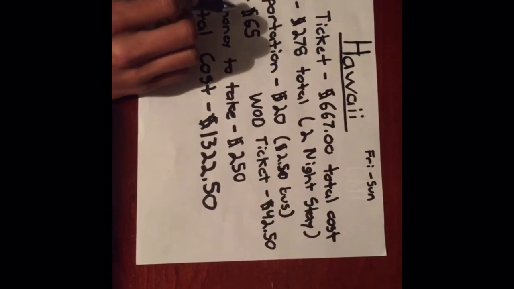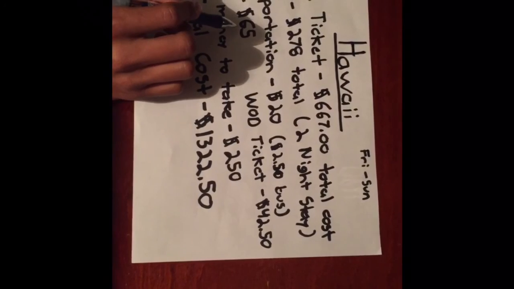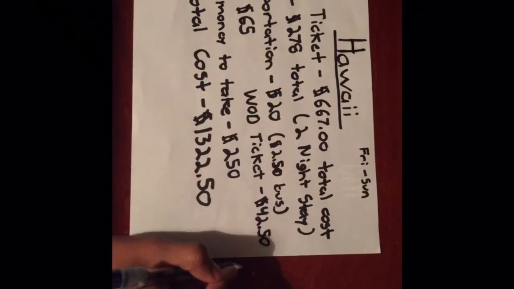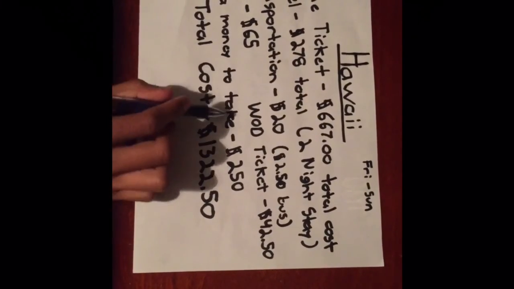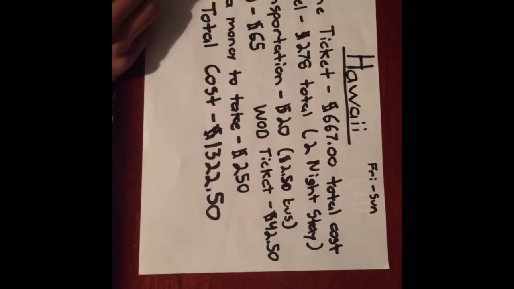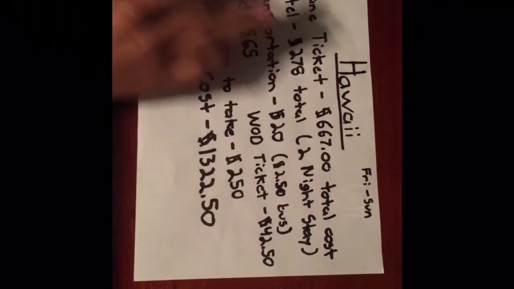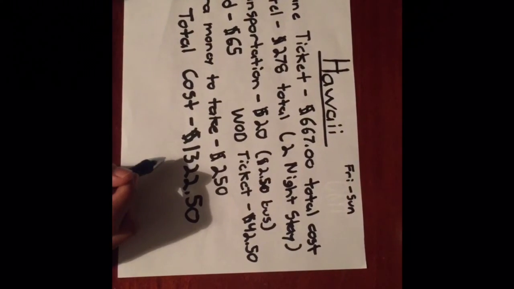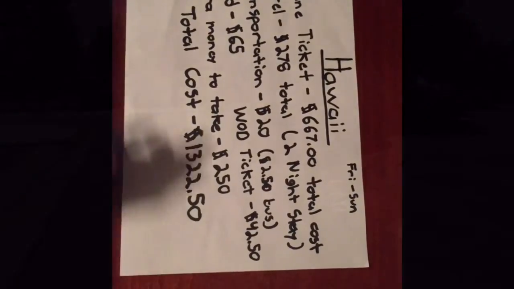For food, I'm gonna spend $65. And for the Willow Dance ticket, I'm gonna spend $42.50. And extra money that I'm gonna take is $250 just in case I want to buy something. And my total cost for my Hawaii trip is gonna cost $1,322.50.